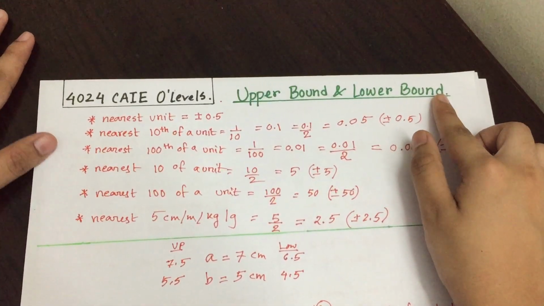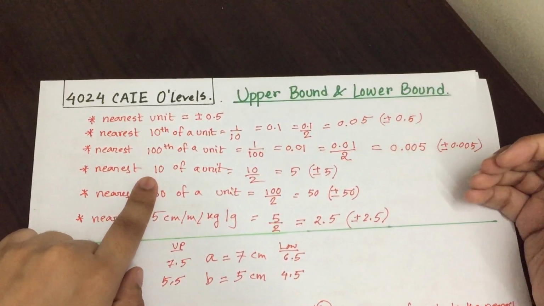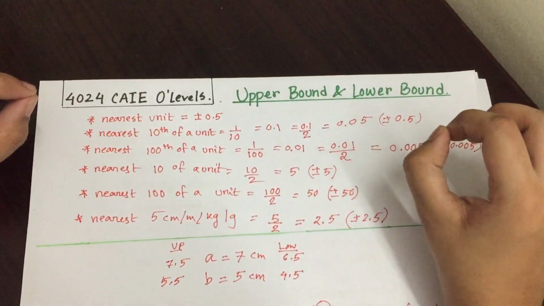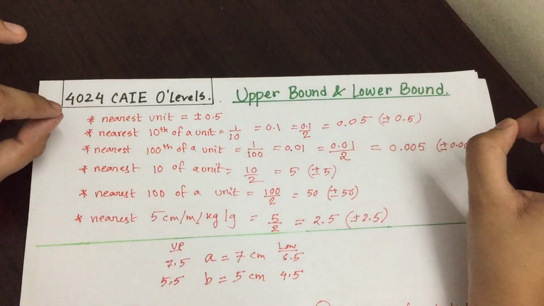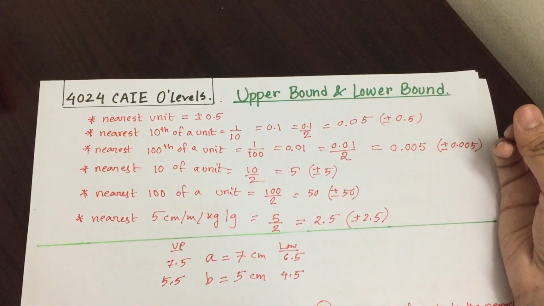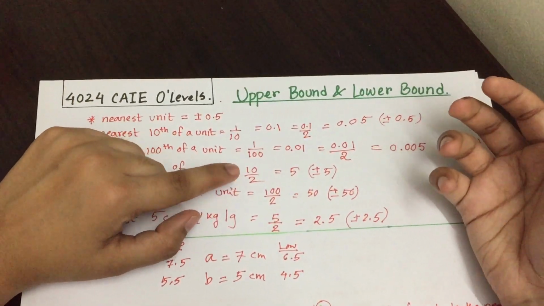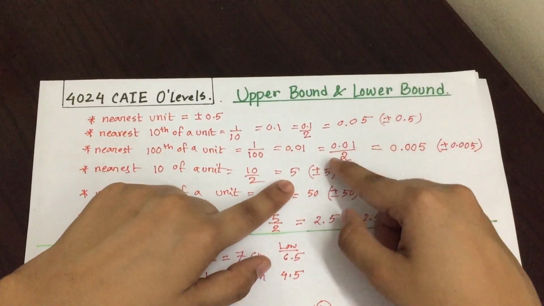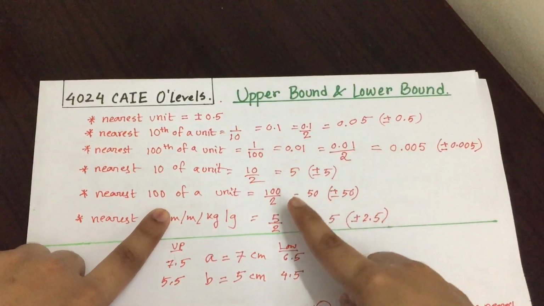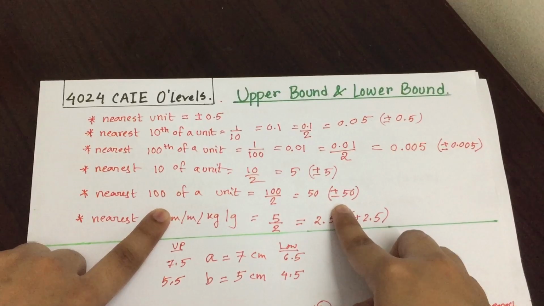And when it says here, nearest 10 of a unit, see, I did not mention tenth, it's only 10 of a unit, a specific unit. It can be 10 of a centimeter, 10 of a meter, something like that. So whenever it says that, we divide that 10 by 2, we get 5, so we do plus minus 5. If it's nearest 100, we do 100 by 2, which gives us 50, so we do plus minus 50.